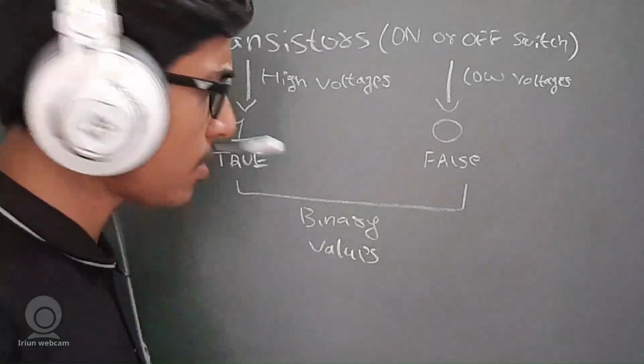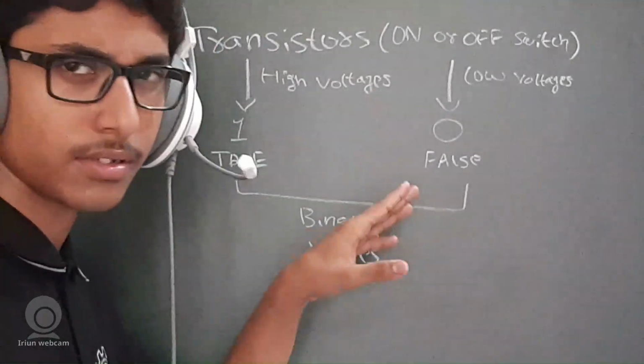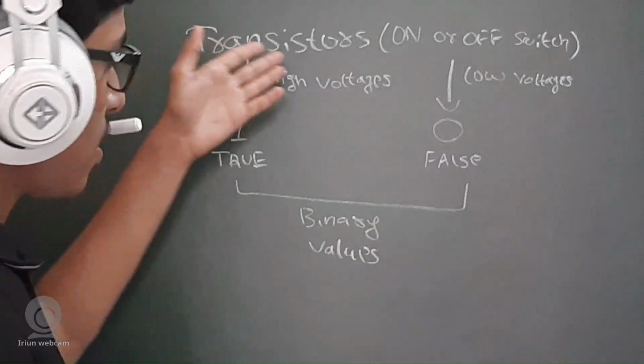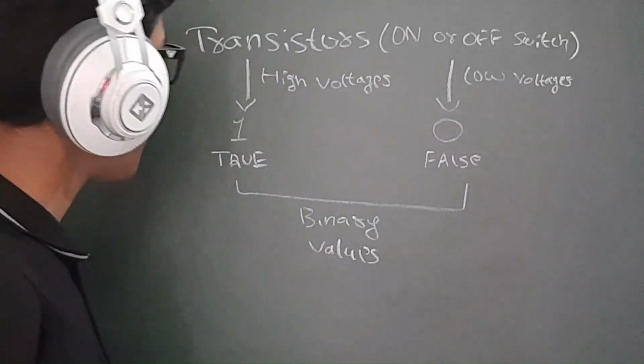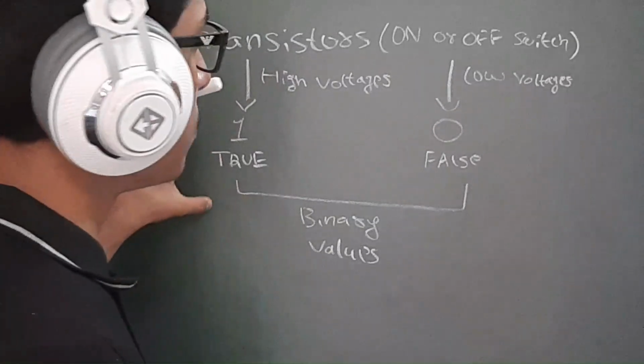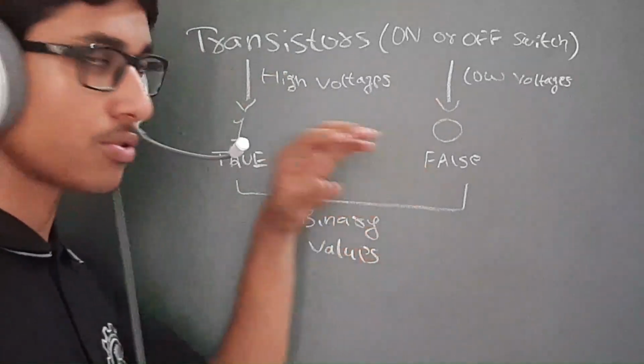So this was the basic mechanism of transistors, like the basic properties of the transistors in its two states. Right. Now let's understand how transistors are used to store data.